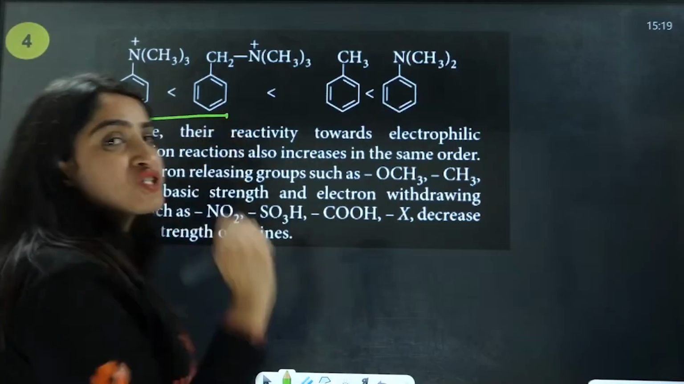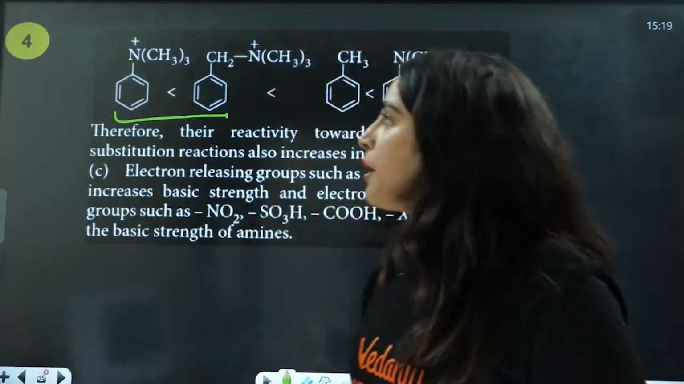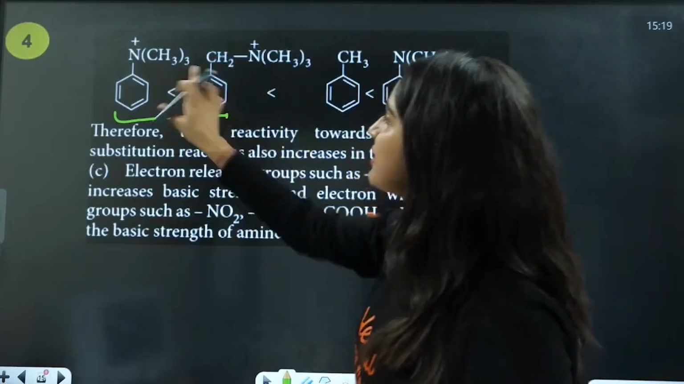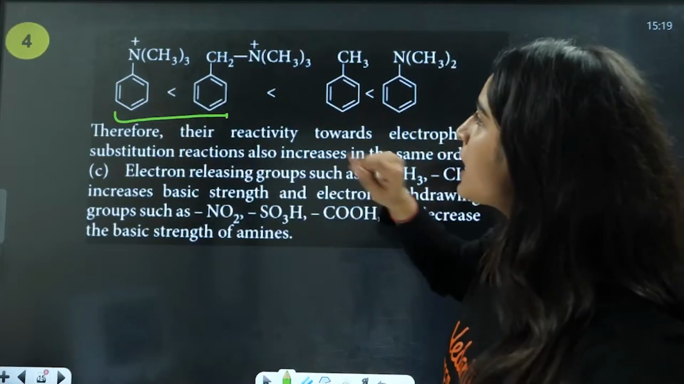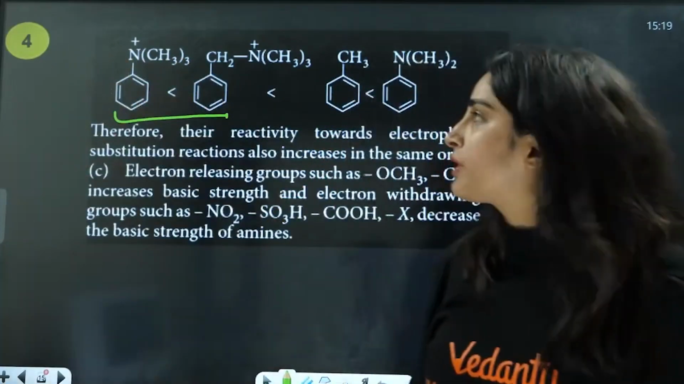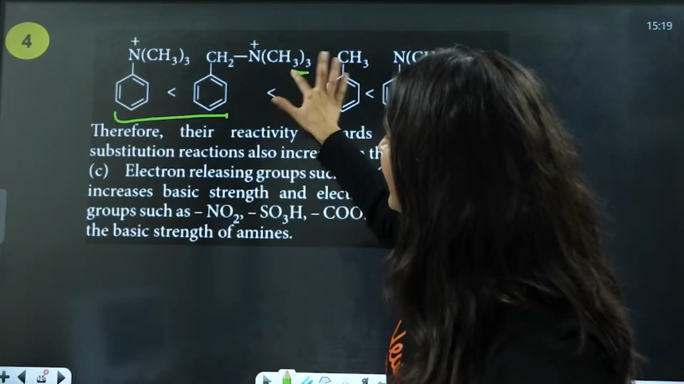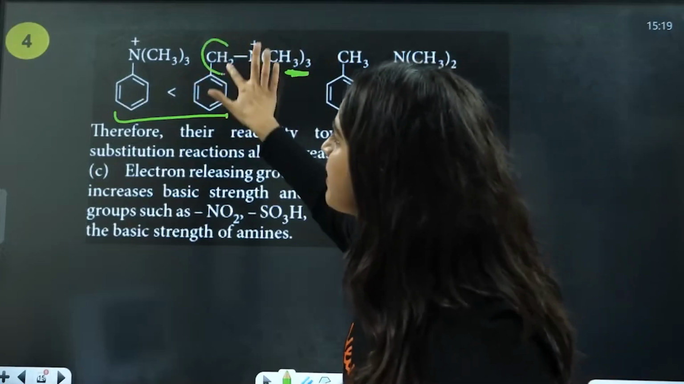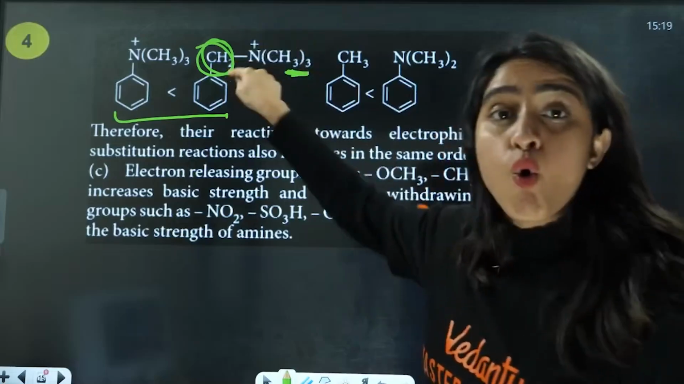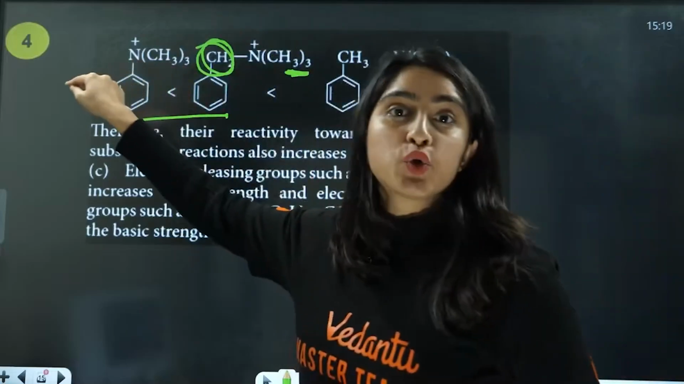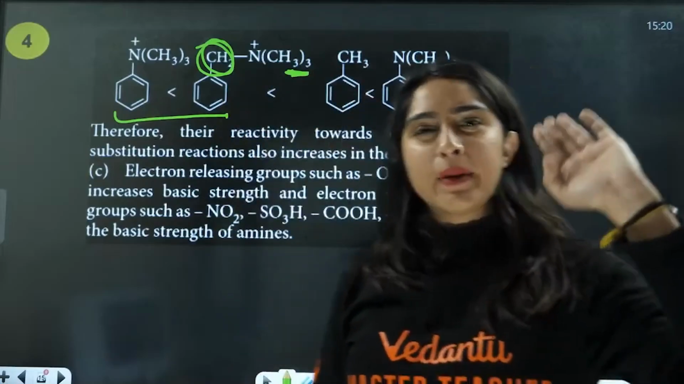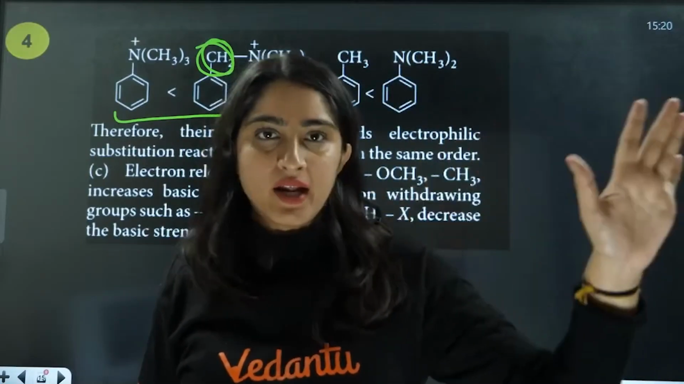Now let us come to the species which have an electron deficiency because of this vacant p orbital, this positive charge here. Among these two, this one is involved directly in the resonance. Here it is getting 3 plus I effect from this side and 1 plus I effect from this CH2 group. That means it has more electron density as compared to this one.